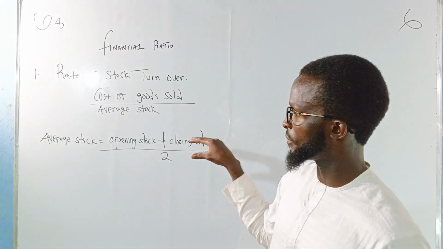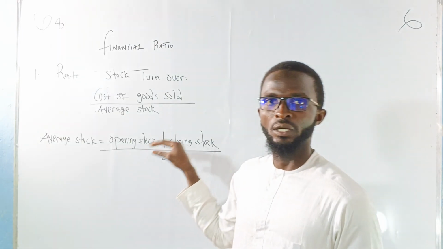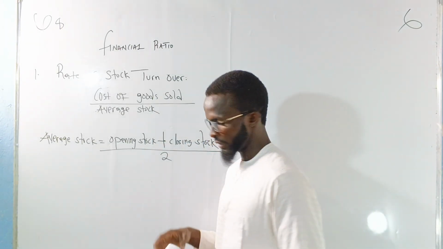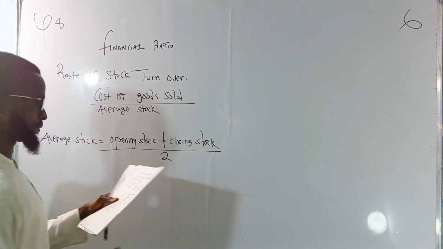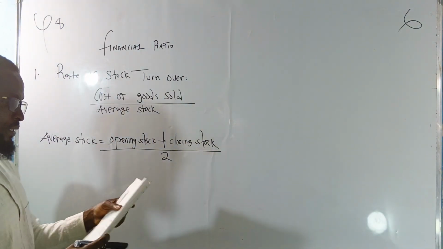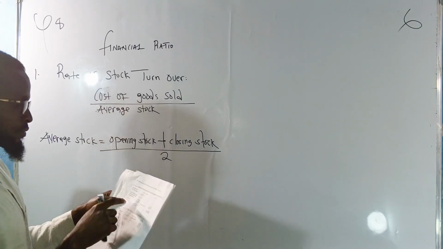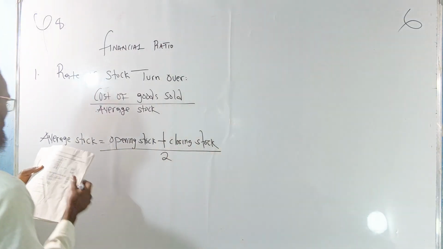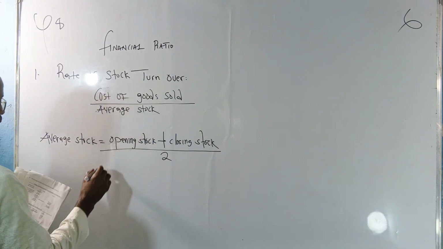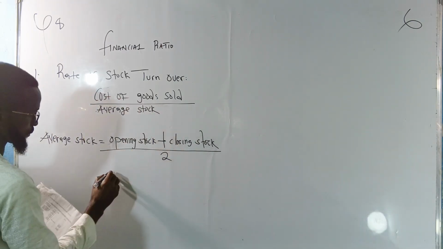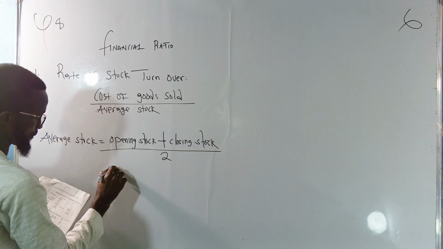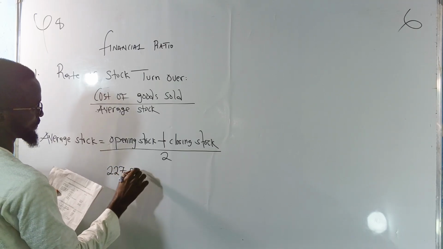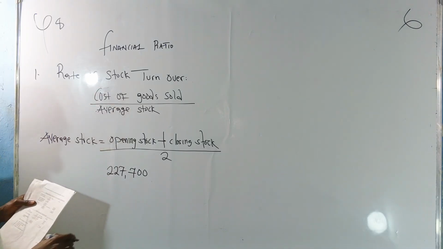So now, let's substitute the numbers and see what we are going to get for the rate of stock turnover in this particular question. So where is our cost of goods sold? See our cost of goods sold here in the question, in your trading profit and loss account. Cost of goods sold, 227,700. This is your cost of goods sold.